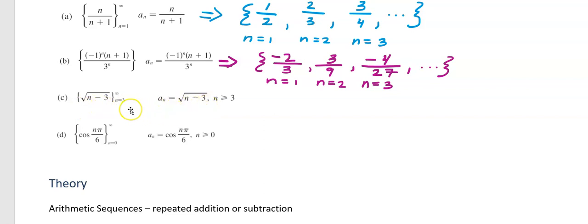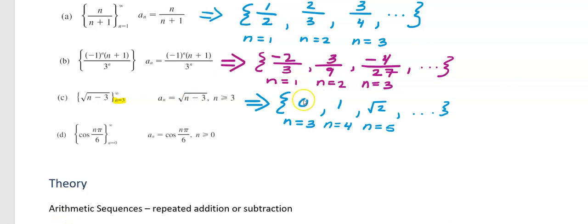Now this is telling us our first value is not starting at 1. This is telling us that our first value is starting at 3. So our n equals whatever our first term is going to be 3. So our first term is n equals 3 in this one. So take a moment and see if you can determine what it would be at n equals 3, n equals 4, and n equals 5.